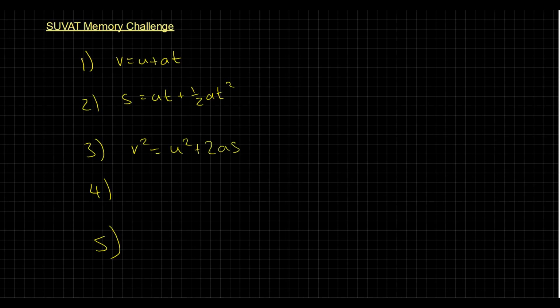One that people tend to forget, number 2, has an alternative version. S equals VT minus a half AT squared. So really they're kind of a pair. And another one that's often overlooked, the average speed times time equals distance. S equals a half U plus V times T.